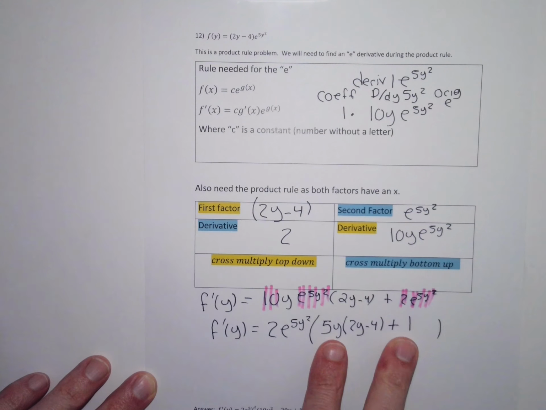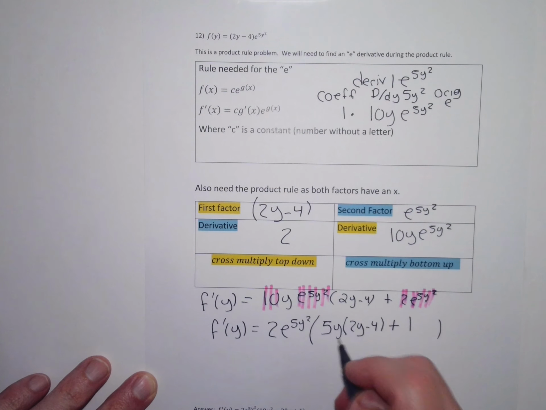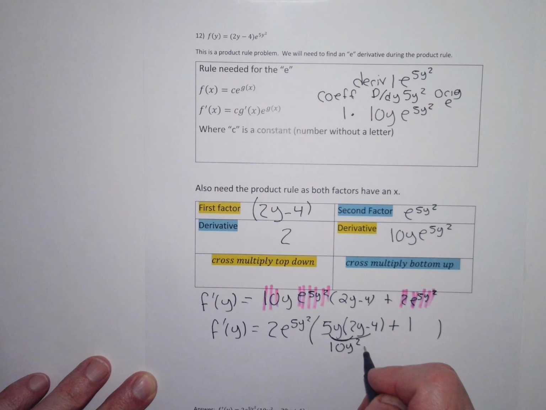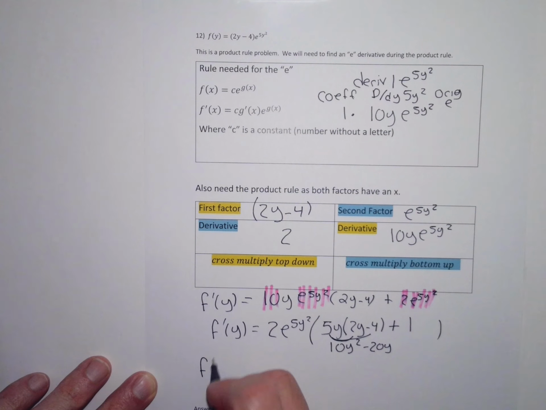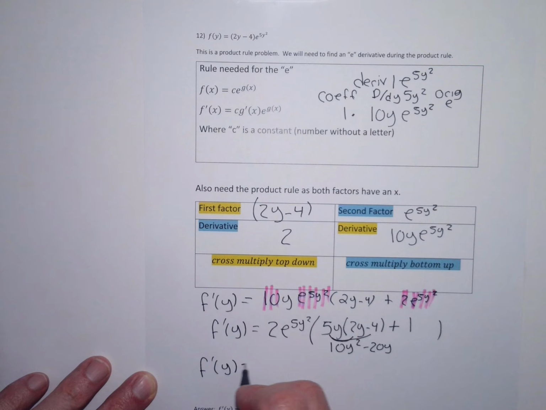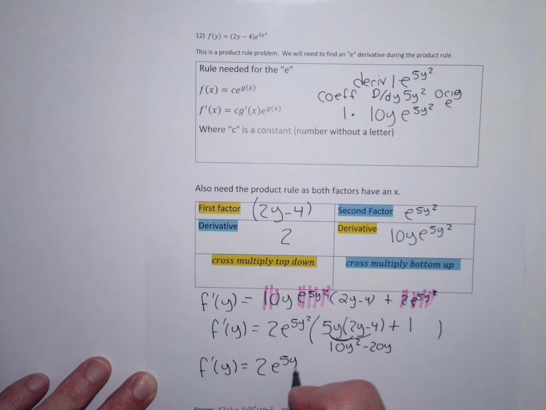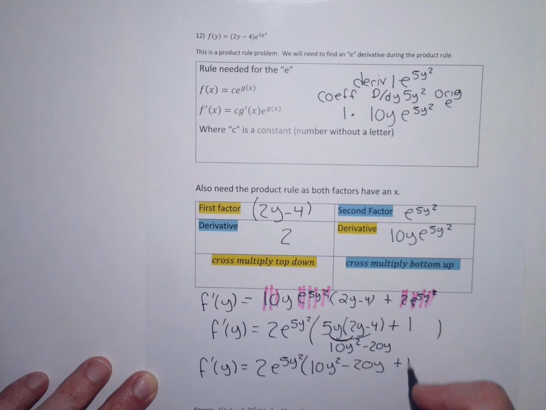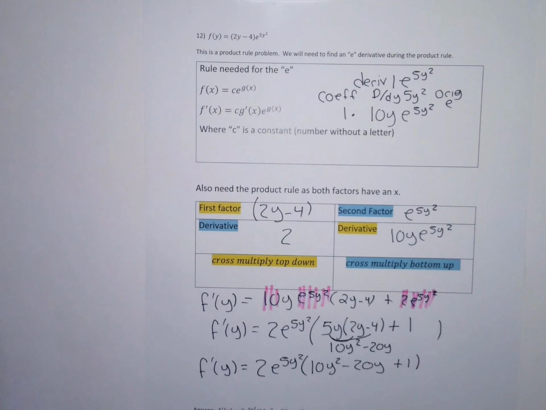Just need to clean up this parentheses to get my answer. To clean up this parentheses, I'm going to do 5y times 2y and get 10y squared. I'm going to do 5y times minus 4 and get minus 20y. And I'm just going to write that second parentheses with all 3 terms. So my common factor comes first of 2 times e to the 5y squared. And then my second parenthesis simplifies to 10y squared minus 20y plus 1. That's prime, but I wouldn't even try to factor a trinomial like that for us.